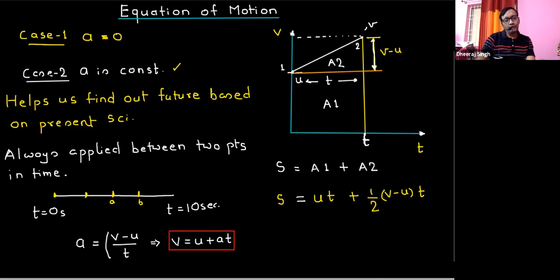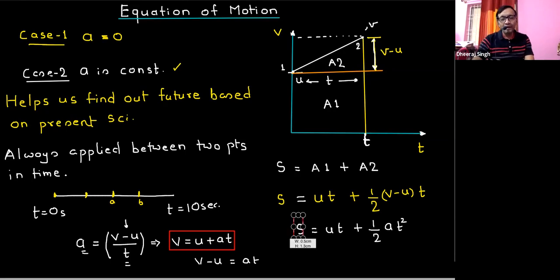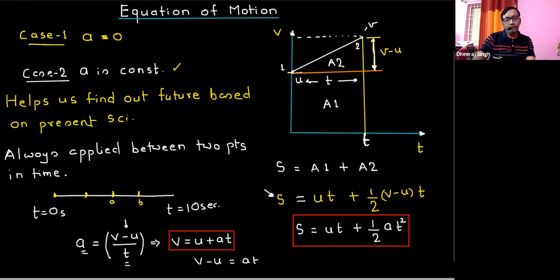So from here, you can see that V minus U is equal to A into T, right? That you use here and you write S equal to UT plus half of (V minus U) which is AT, so it becomes AT into T, which is AT square. So you have eliminated the final velocity from this equation, and you have only S. Two equations of motion. How are these two equations different from each other? In the first equation, there is no displacement term. In the second equation, there is no velocity.